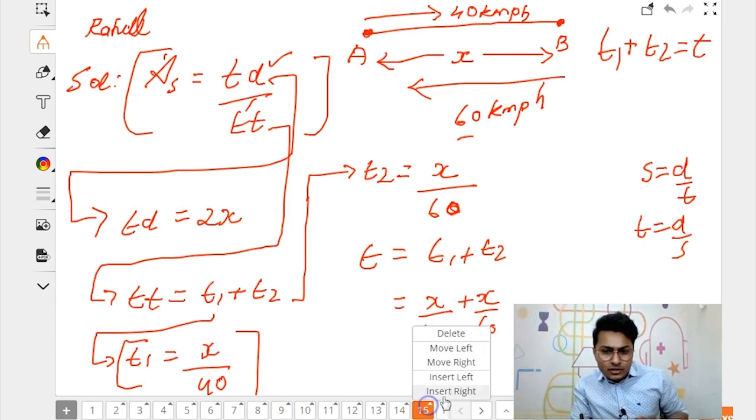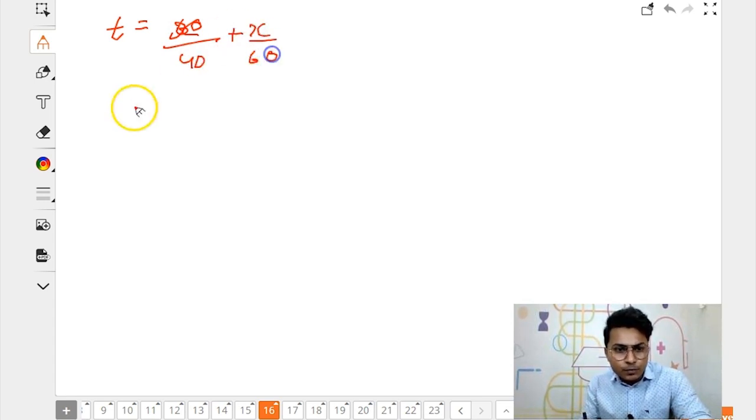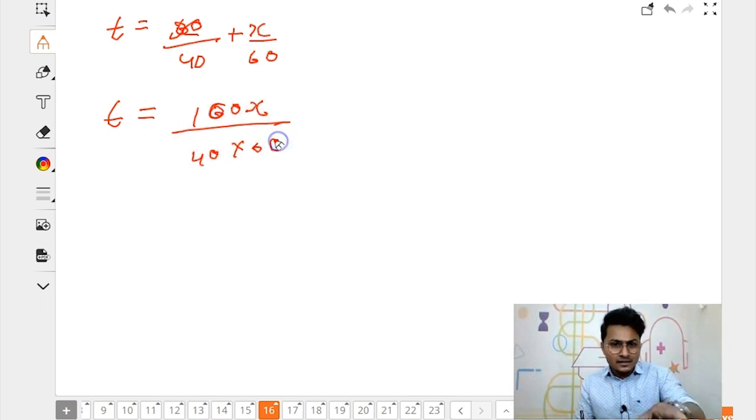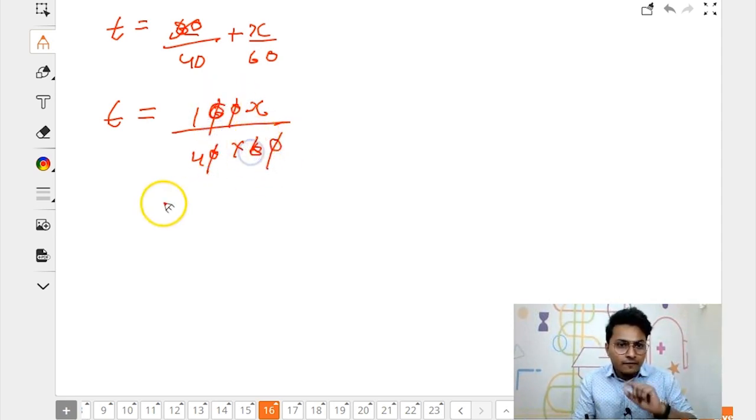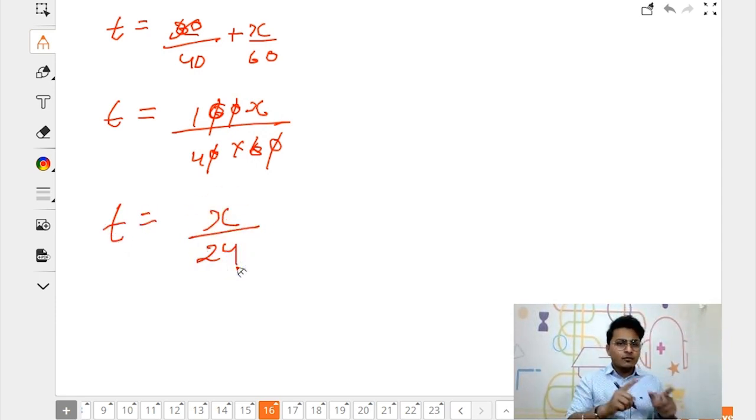Let me take a new page to solve this. So T will be equal to x by 40 plus x by 60. Let us write it down. The answer will be 60x plus 40x, that is 100x, divided by 40 into 60. Don't worry guys, this is how I take LCM. I do cross multiplication. If your LCM way is different, go for it. This is how I do LCM because it's easy for me. Okay. So 0 0 gets cancelled, 0 0 gets cancelled. I have 6 and 4. So I have got T is equal to x by 24, I believe. 6 4 is 24, correct.